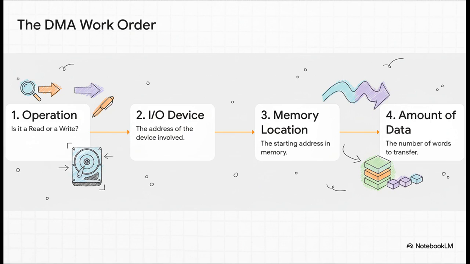First up, are we doing a read from a device or a write to it? Second, what's the address of the I/O device we're talking to, like the hard disk? Third, where in the main memory should this data start being placed? And finally, exactly how much data are we moving? How many words need to be transferred?